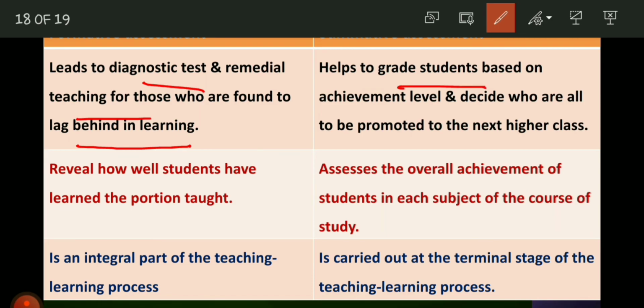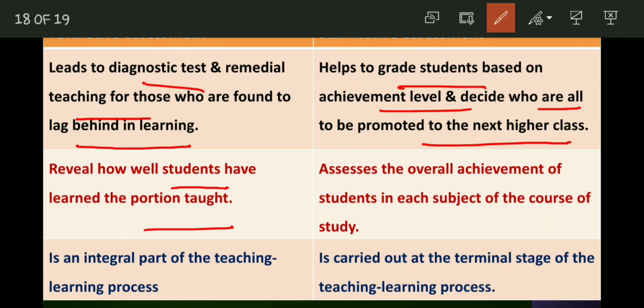It helps to grade students based upon the achievement level and decide who are promoted to the next higher class. Formative assessment reveals how well students have learned the portions taught, and summative assesses the overall achievement of the student in each subject of the course of study. Formative is an integral part of the teaching learning process, and summative is carried out at the terminal stage of the teaching learning process. So formative assessment is happening throughout the instructional period, and summative assessment is happening at the end of the instructional period.